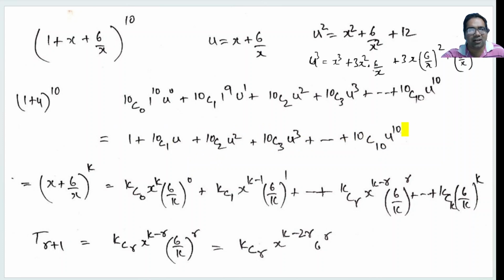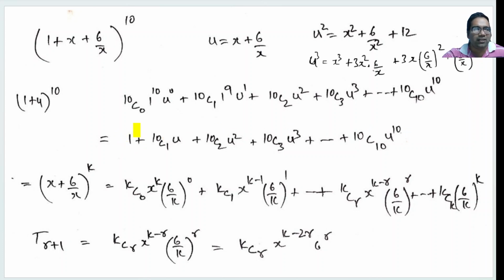Obviously, there are 11 elements in this. In (a + b)^n, there are n + 1 elements. Since this is raised to the power 10, there will be 11 elements, that is 10 plus 1.